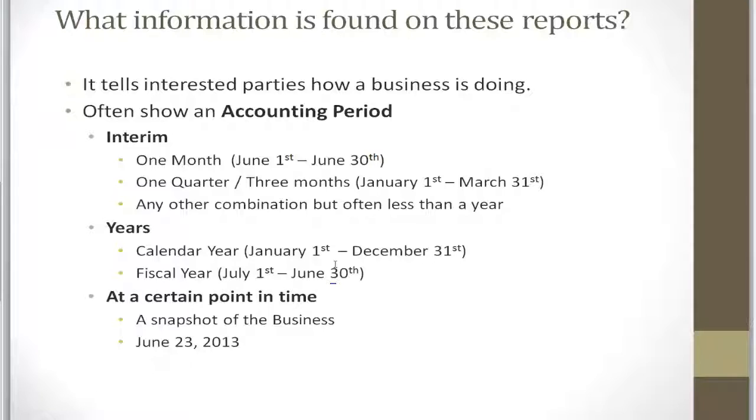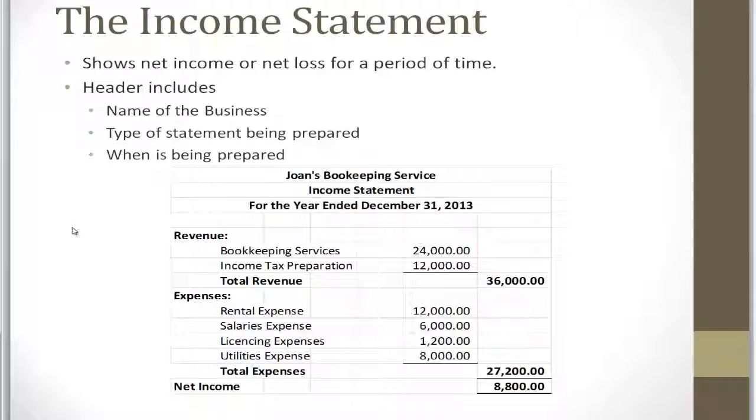Or we could also look at a certain point in time, a snapshot of the business. For example, if you were to look at how the business is doing at that specific time, June 23rd, 2013. The first report that we're going to talk about is the income statement. The income statement shows net income or net loss for a period of time.